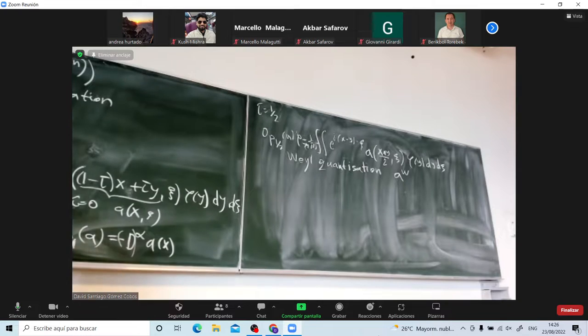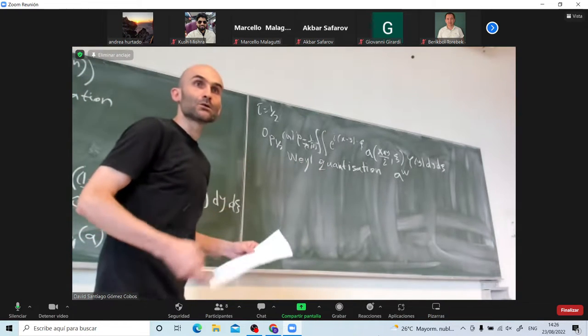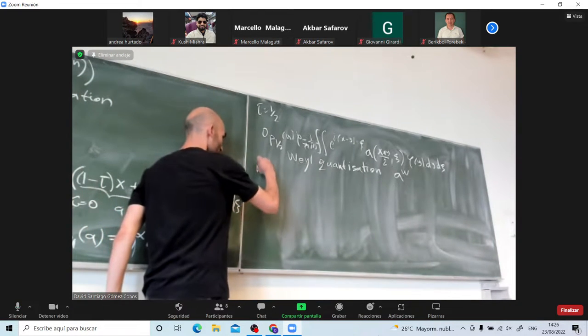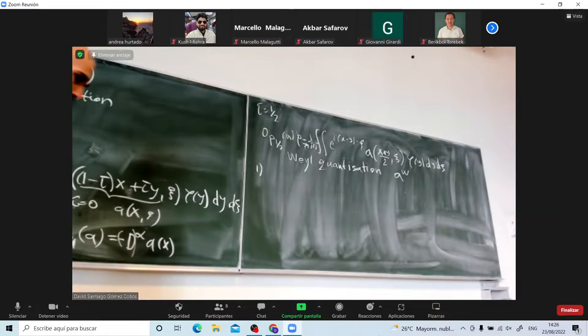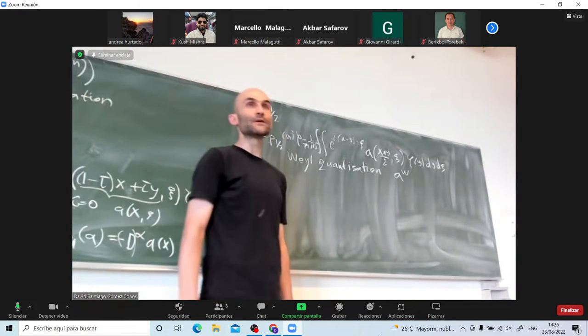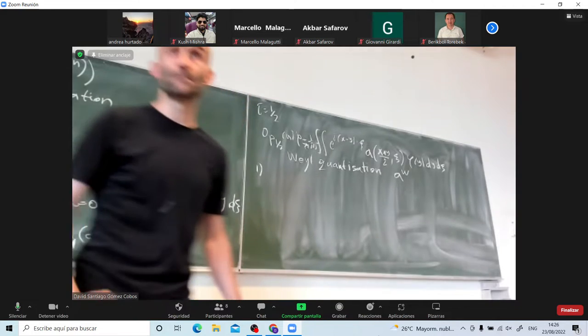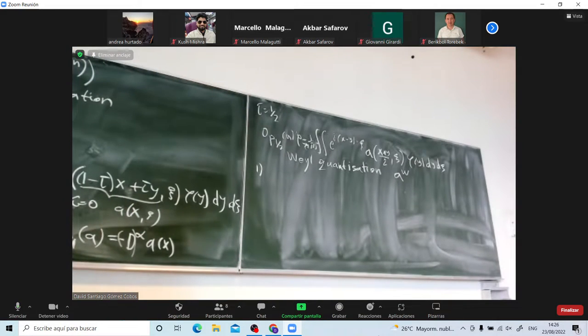Okay, so what's the point about the Weyl quantization? It has very nice properties. The first property is very easy to describe. It's the fact that the Weyl quantization is always self-adjoint when the symbol is real-valued, formally self-adjoint.